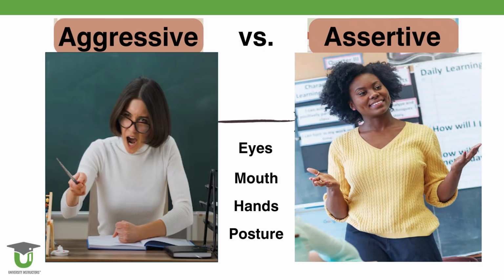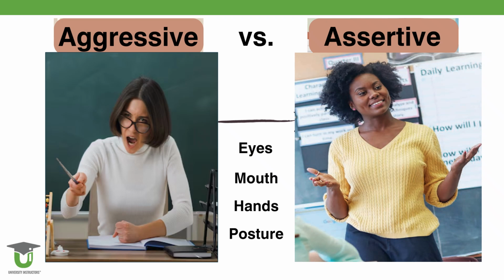Whether an instructor comes across as aggressive or assertive is about much more than just what students see visually. Take a look at these pictures. We can make some assumptions about which instructor appears aggressive and which seems assertive based on their eyes, mouth, hands, and posture. However, the words we choose and how we say them play a huge role in how students perceive us and whether they are open to receiving and growing from our feedback.